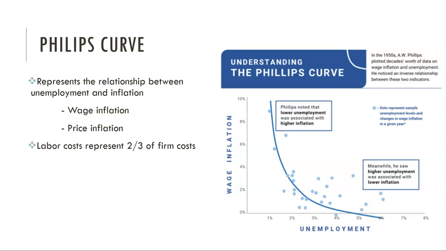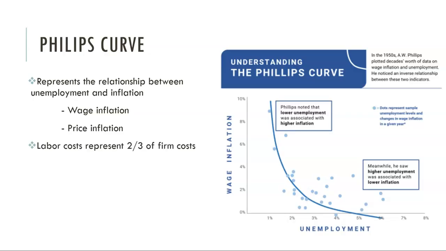Partly this happens because labor costs represent about 2/3 of a firm's production costs. And so when we have wage inflation, wages increasing, even though productivity is not increasing, this leads to price inflation. So if I have to pay my workers twice as much money to produce the same amount of stuff, most likely I'm going to raise the price that I'm selling my stuff for.